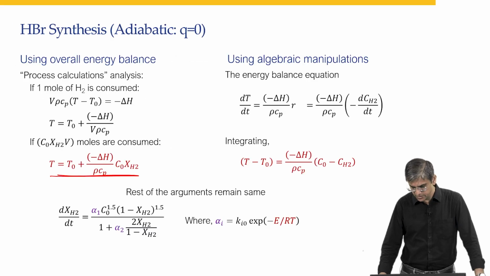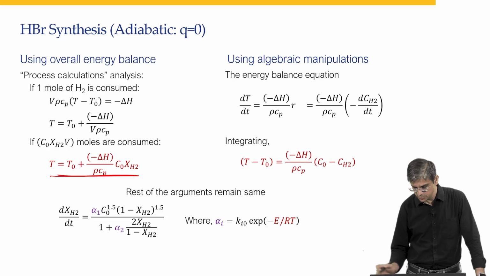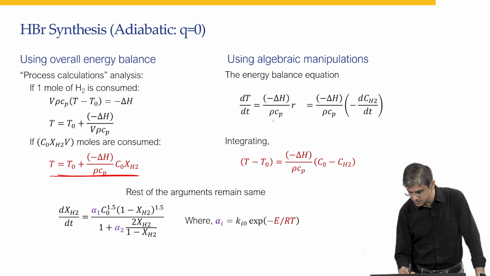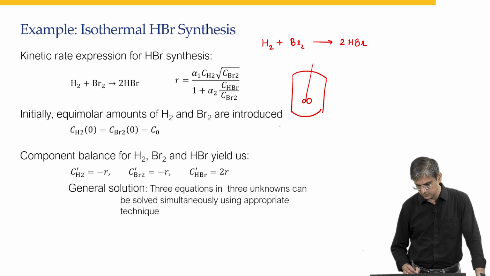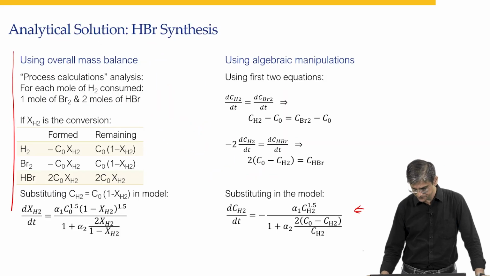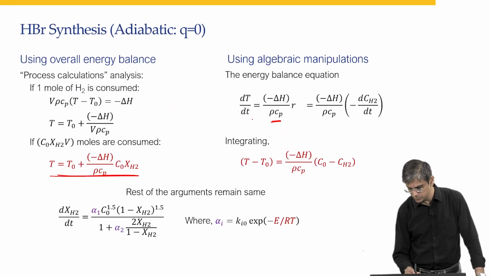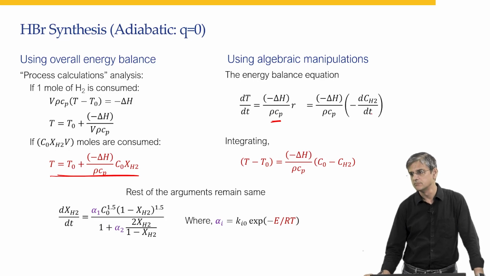Alternatively, if you are going to do algebraic manipulations, you are going to get dT by dt of this sort, okay. And R, as we had said, R is nothing but dCA by dt, okay. So, if you substitute that over here, you get the equation in this one.